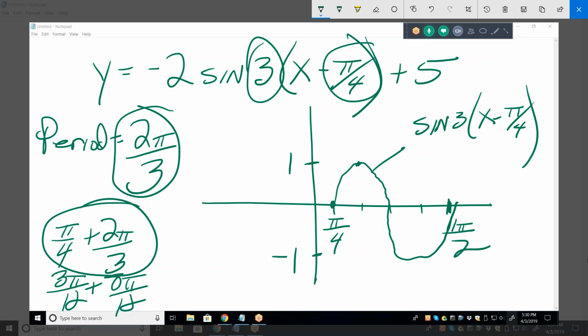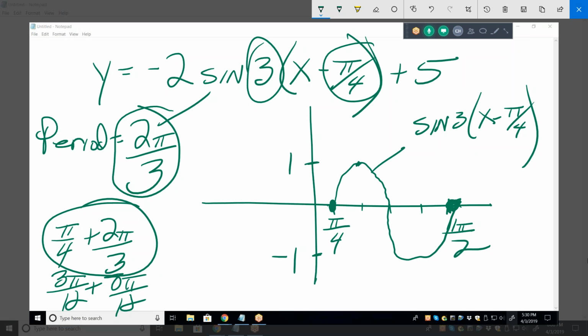shift. But the best way to do it, I used to do it a different way. I used to draw everything without the phase shift, and then I would just take my answer and shift it. So I would have a curve that was parallel to it. But turns out that's not really the best way to do it. The best way to do it is to figure out your period, figure out your starting point, and then add 2 pi over 3 to pi over 4 to figure out your ending point.